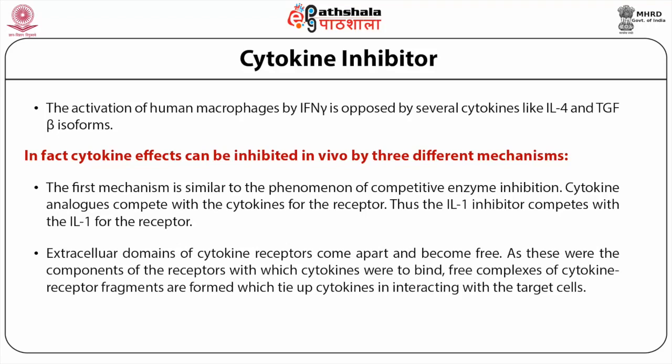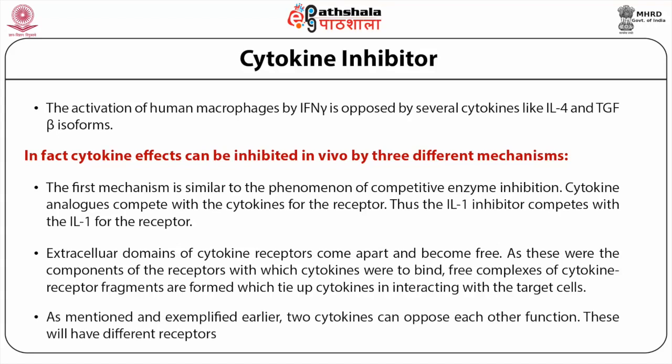Extracellular domains of cytokine receptors come apart and become free, as these were the components of the receptors with which cytokines were to bind. Free complexes of cytokine receptor fragments are formed, which tie up cytokines in interacting with the target cells. As mentioned and exemplified earlier, two cytokines can oppose each other's function. These will have different receptors. These three types of cytokine inhibitions are pictorially depicted here.